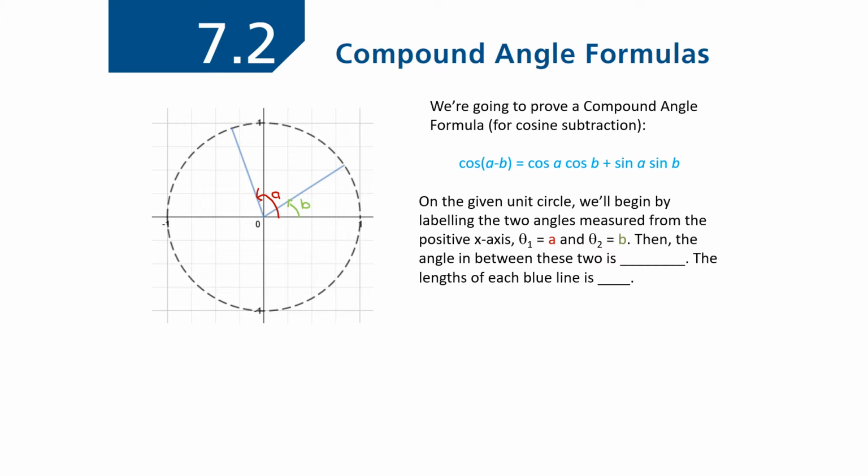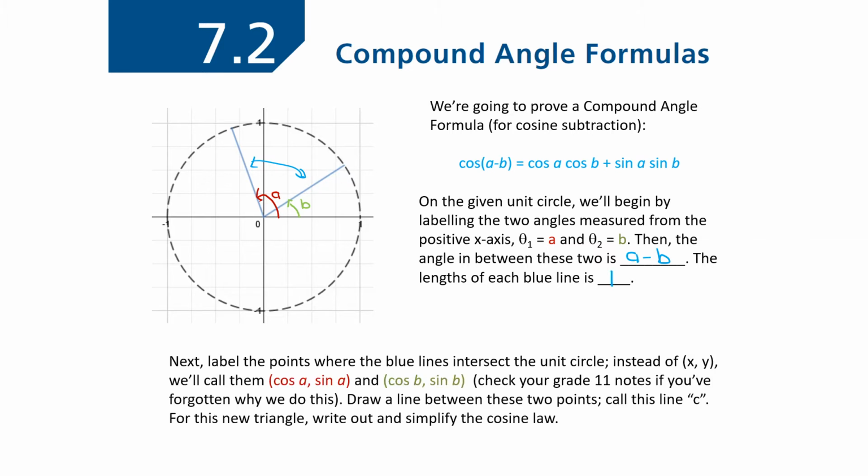So what's the angle between those two? If I'm looking for the measure of this angle in between these two blue lines, that would be the measure of angle A subtract angle B. So that's A minus B. The lengths of each of the blue lines, I said that at the beginning, those are each 1. Okay, so where are we going next here?